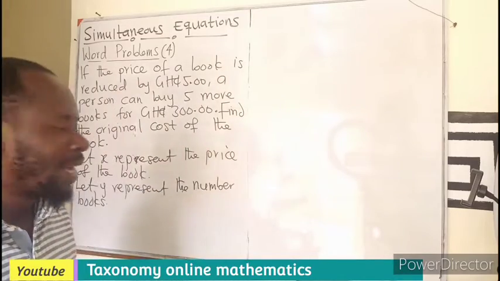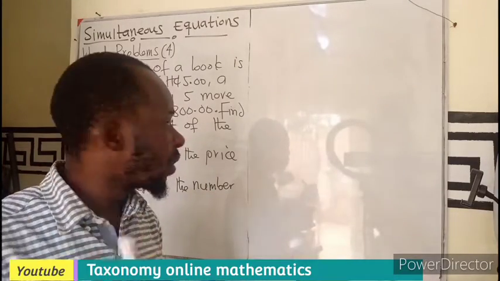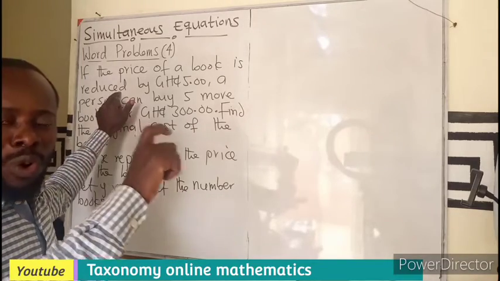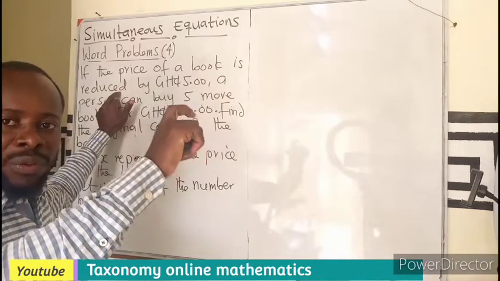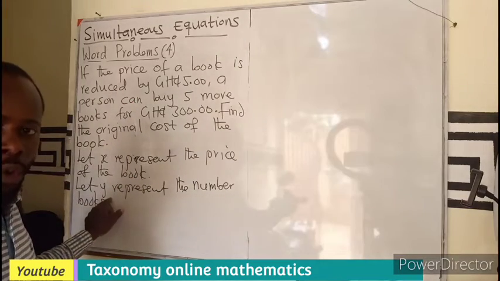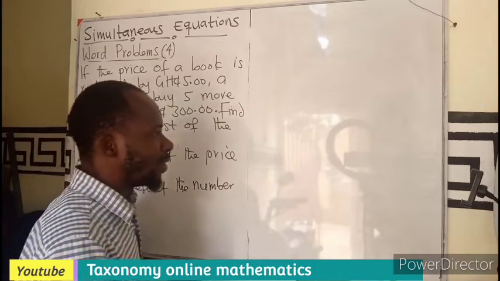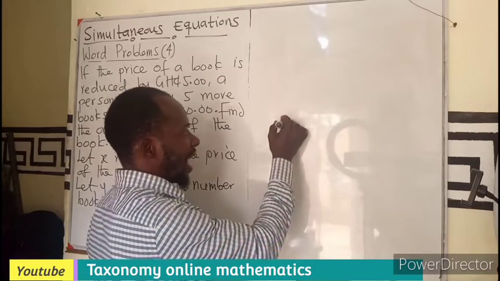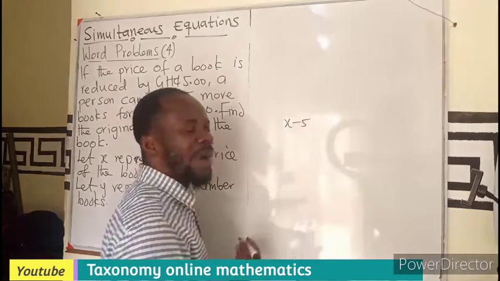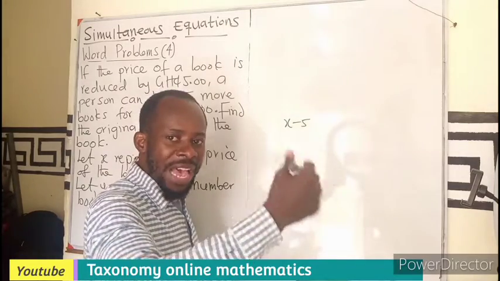Now, before the price was reduced, the price times a particular number, which is the number of books we are referring to, will give us the 300 Ghana cedis. If X is the price and I reduce this price by 5, then I should be able to buy 5 extra books.